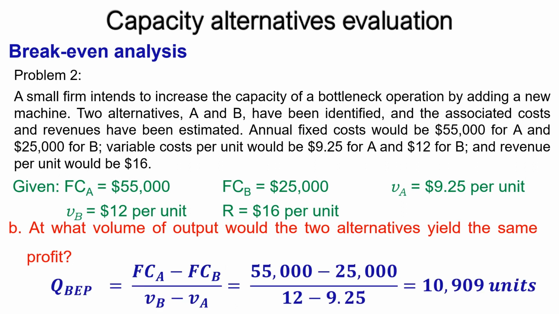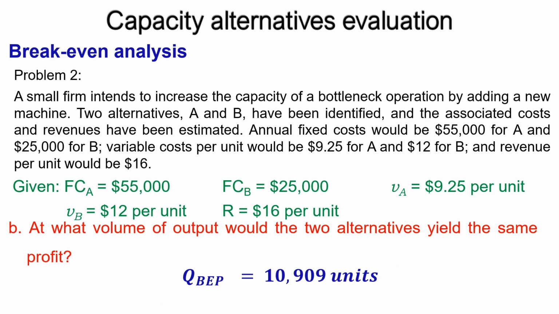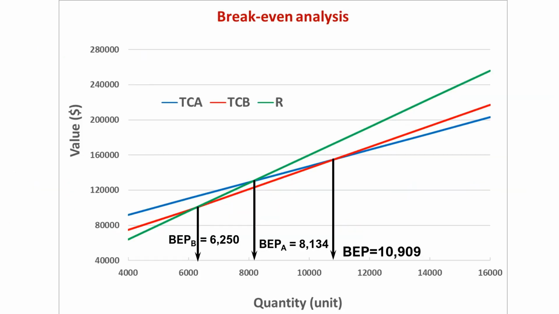So, TCA equals FCA plus VA multiplied by Q, and TCB equals FCB plus VB multiplied by Q. Set TCA equal to TCB, which results in FCA plus VA multiplied by Q equals FCB plus VB multiplied by Q. Rearranging this equation and solving for Q gives QBEP equals FCA minus FCB divided by VB minus VA. Substituting the given values, QBEP equals 55,000 minus 25,000 divided by 12 minus 9.25 equals 10,909 units. So, the volume of output at which the two alternatives yield the same profit is 10,909.